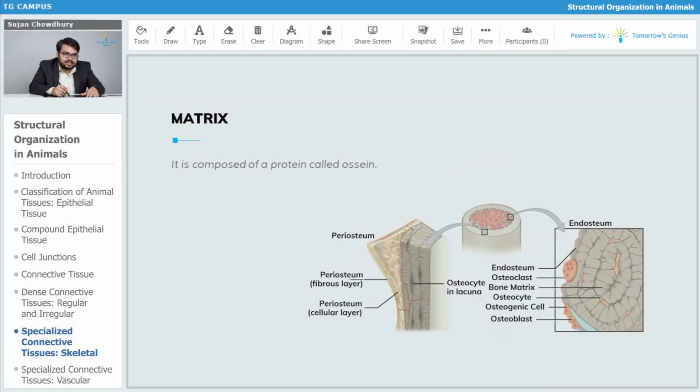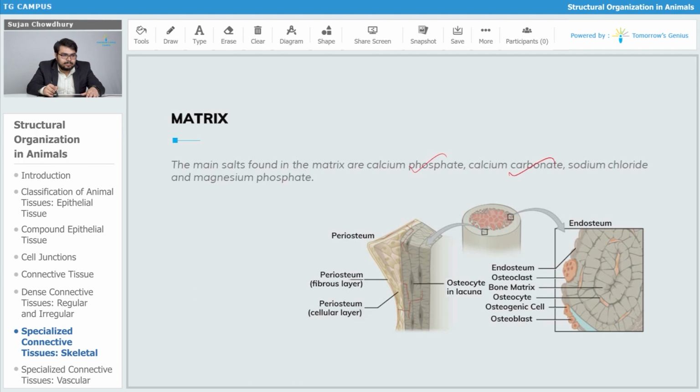Let's talk about the matrix now. The matrix is formed of a protein called ossein. So ossein is the protein that is present at the matrix of bones. The main salts found in the matrix are calcium phosphate, calcium carbonate, sodium chloride, and magnesium phosphate. So these are the main bone salts which are available in the bone matrix.